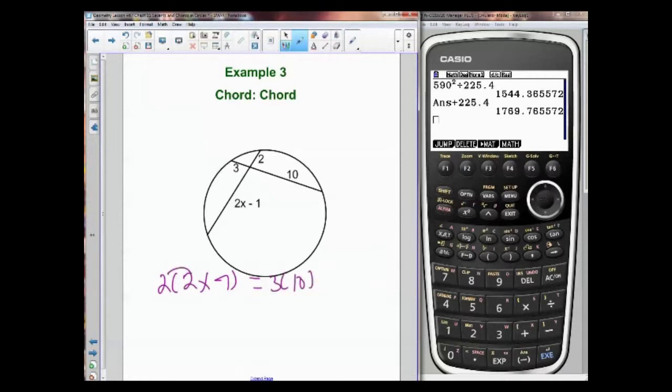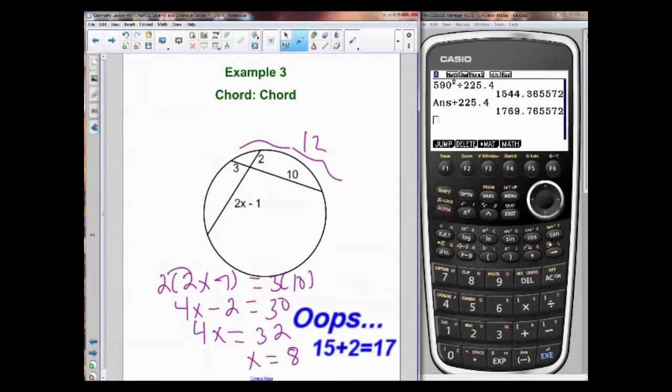So we distribute: 4x minus 2 is equal to 30. So we get 4x is equal to 32. My x is equal to 8. Algebra answer, yippee-yay, we know this one is 13. This one is going to be 16 minus 1, which will be 15. All right, so this one will be 15.